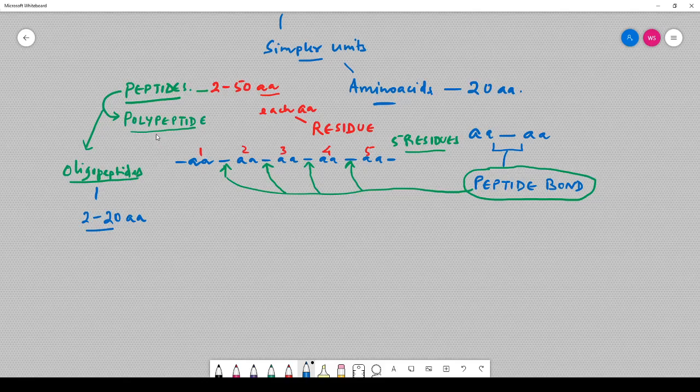And then what is a polypeptide? A polypeptide will contain about 20 to 50 amino acids. Okay, so that's a polypeptide. Okay, it contains between 20 to 50 amino acids. We call it a polypeptide.